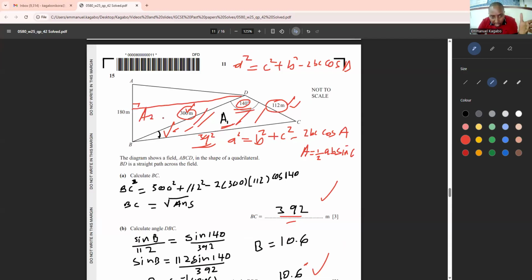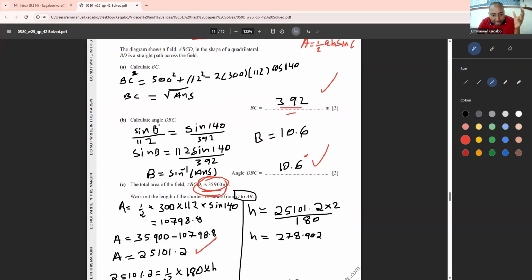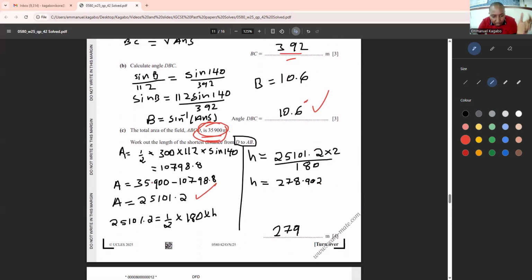Now, how do you get the area of a triangle when you have the height? It is half base times the height. I have the base and the height. That's why I got this area, which is here, 1/2 times 180 times the height. So when you cross multiply and then divide by that, that gives you the height.